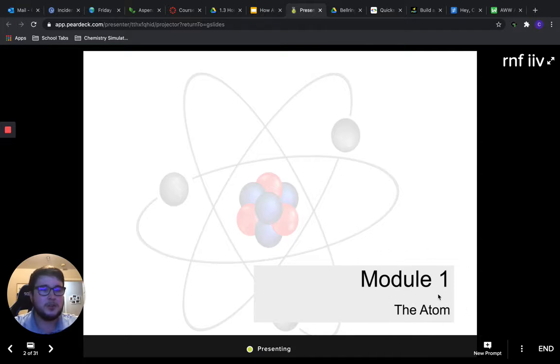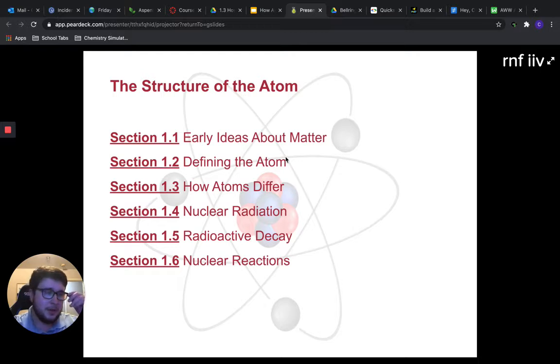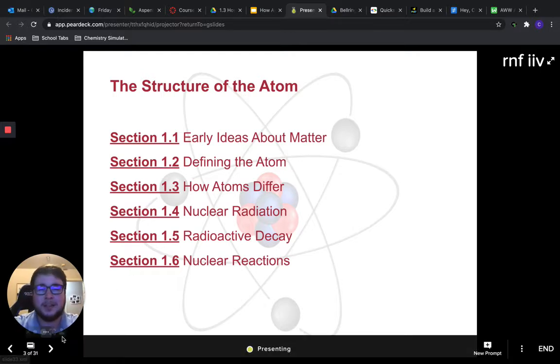We are still in Module 1, which is the atom, and today we're covering Section 3, which is titled How Atoms Differ. Remember, the first two sections were basically laying the groundwork for the history of the development of the atomic model, and now we're going to talk about, well, how are atoms different from one another. Okay, that's what we're going after today.